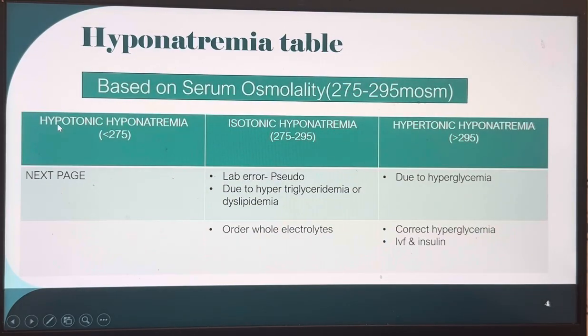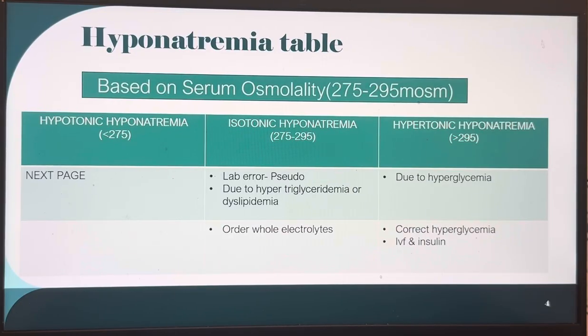That is hypotonic hyponatremia when serum osmolality is less than 275, isotonic when serum osmolality is normal, and hypertonic when serum osmolality is more than 295. The hypotonic hyponatremia is a little bit complex, we'll discuss it later. First, coming to isotonic hyponatremia, where the serum osmolality is normal.